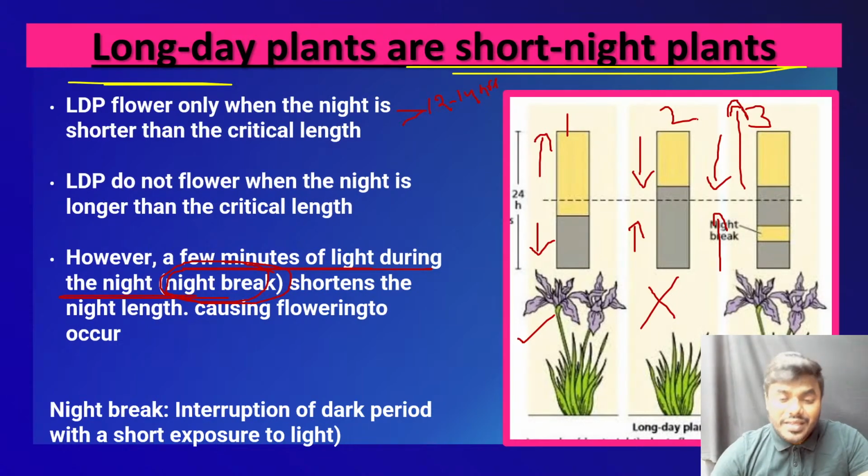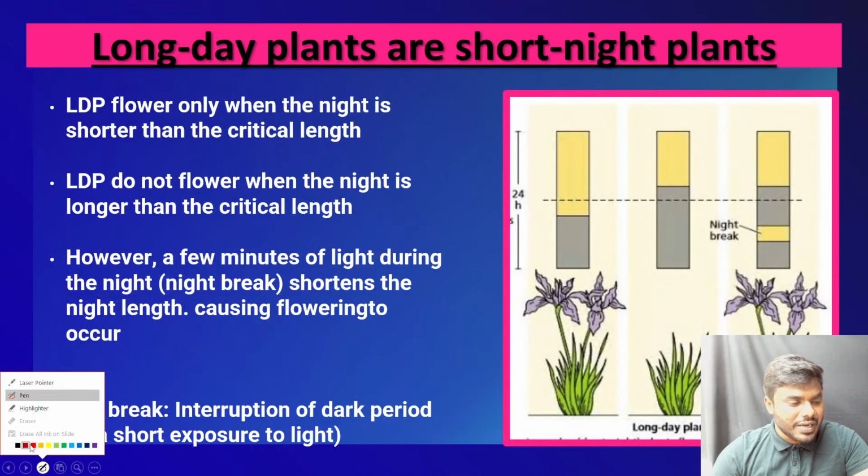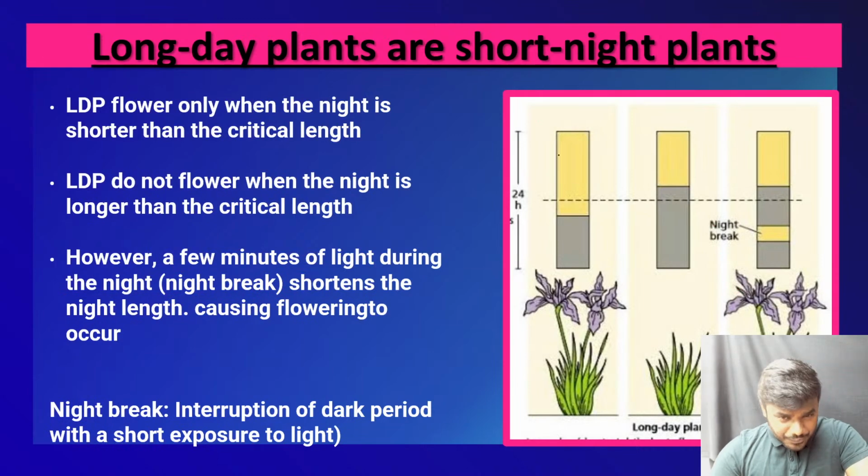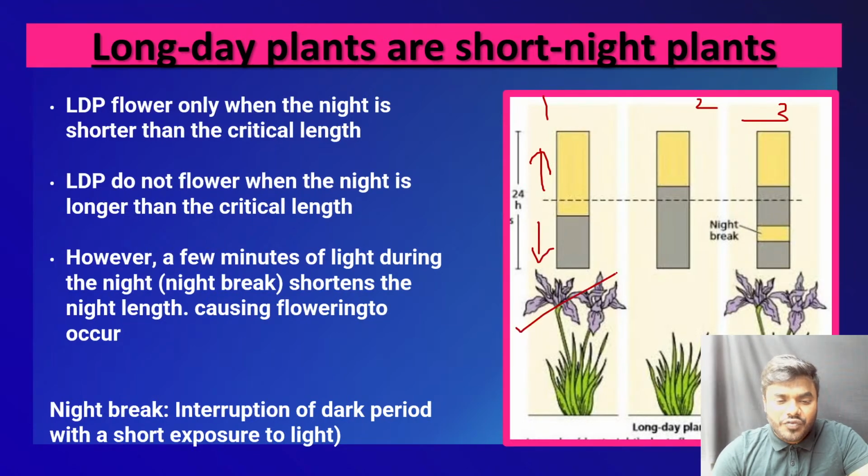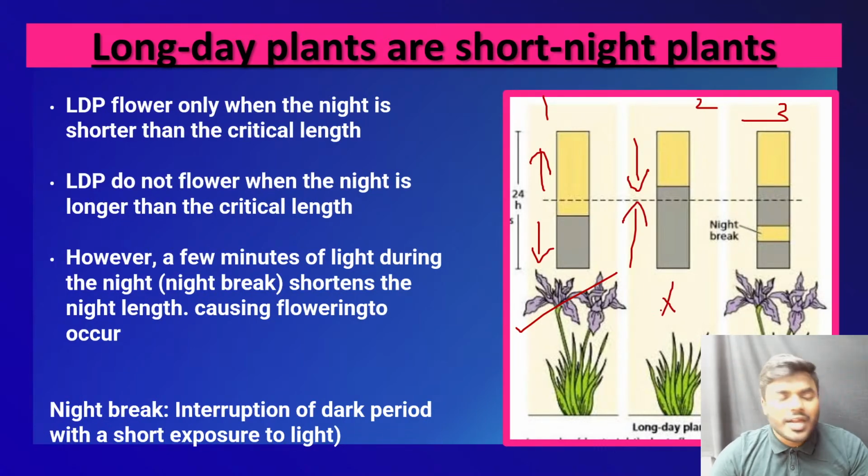When the day length increased, obviously which will flower, friends? 100% long day plants will flower. So I'll summarize in 1 second. Just look into this. In the first condition, day length is more, night length is less, so the long day plant flowered. In the second condition, day length is less and night length is more, that's why long day plants did not flower. In the third condition, originally night length is more, day length is less, but what we have done is we have done the night break.